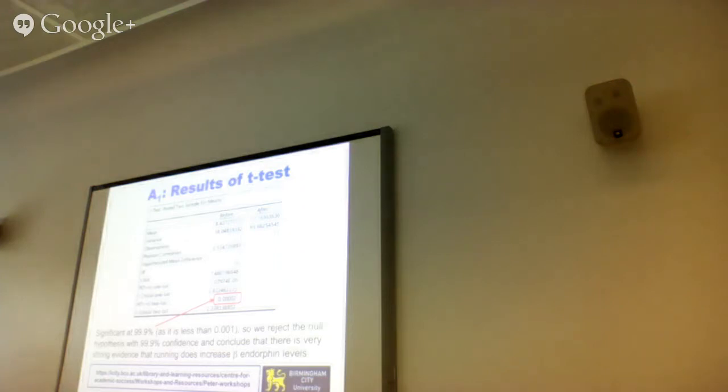So this number is very small. If you remember, the numbers we were looking at for the probability values were less than 0.05, less than 0.01, or less than 0.001. This one was lower than the lowest of those. So that's very good news in terms of the alternative hypothesis. We've got very strong evidence that running does increase beta endorphin, or it has an effect at least. It wouldn't necessarily say it increases based on having a two-tailed test. It's definitely having an effect.